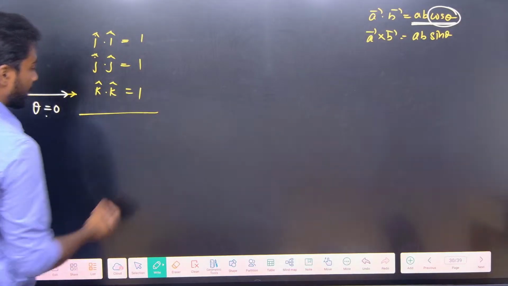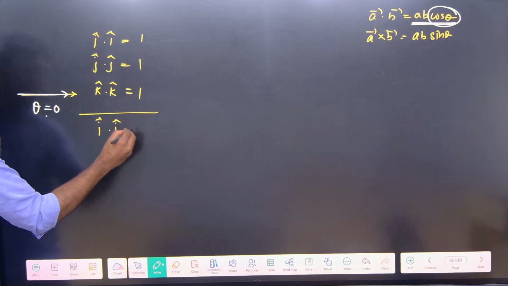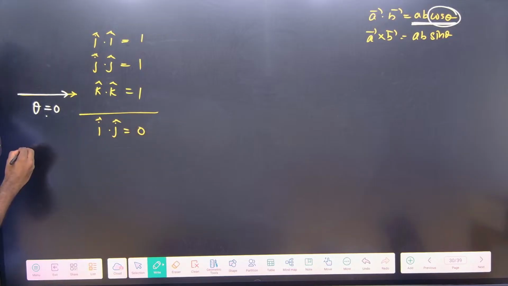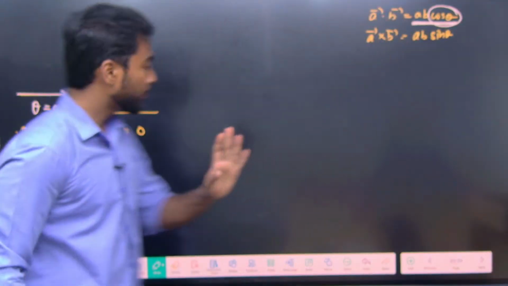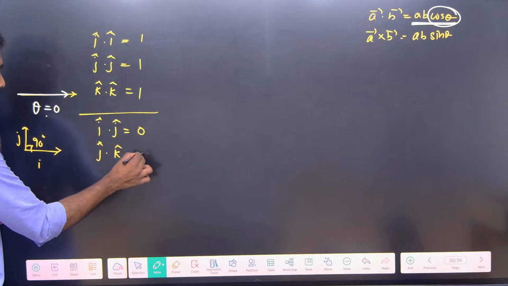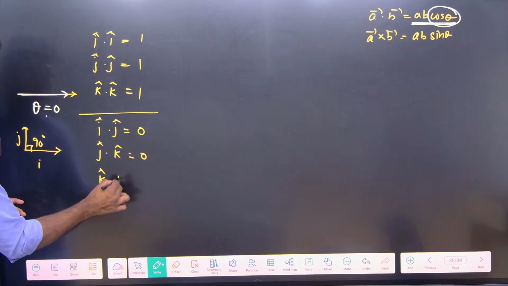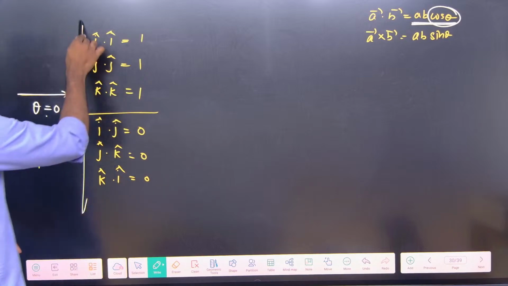Whereas I dot j equals 0, because this is my I and this is my j, and the angle between them is 90 degrees. Since cos 90 is 0, I dot j will be 0, j dot k will also be 0 and k dot I also will be 0. So this is for the dot product.